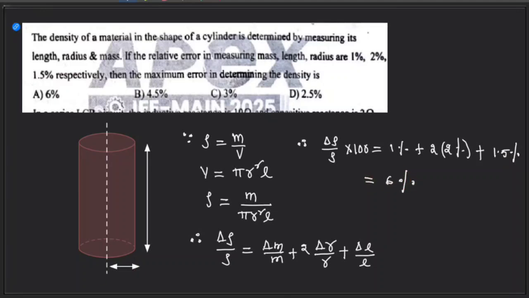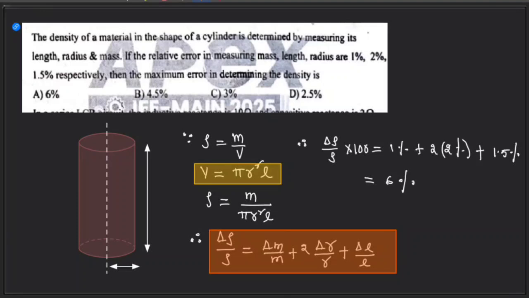So what do you have to keep in mind here? You have to keep the volume of a cylinder formula in mind: V is equal to pi r square L. And you have to remember the percentage error formula: delta rho by rho is equal to delta m by m plus 2 into delta r by r plus delta L by L.